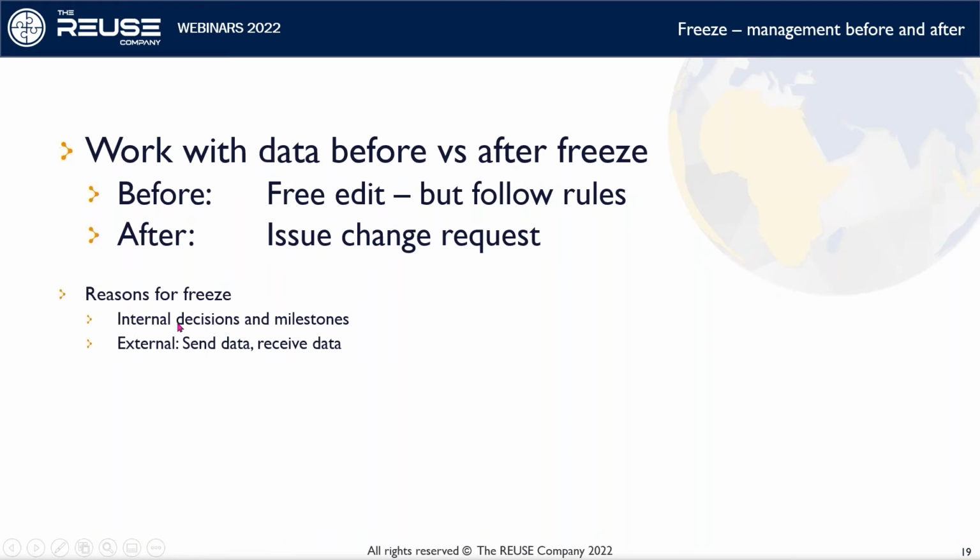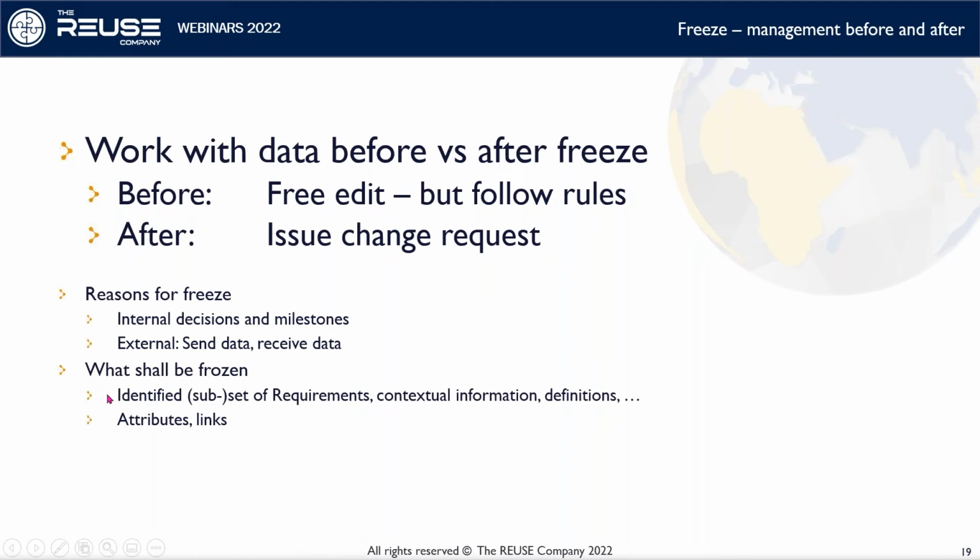Well, internal decisions and milestones may rely on that data is in a known state. There may be external reasons for this. If you, for whatever the reason, send the data to an external party or receive data from an external party, it should be well known what state of the data was during the transition. So there may be other reasons for freezing all the parts of data.